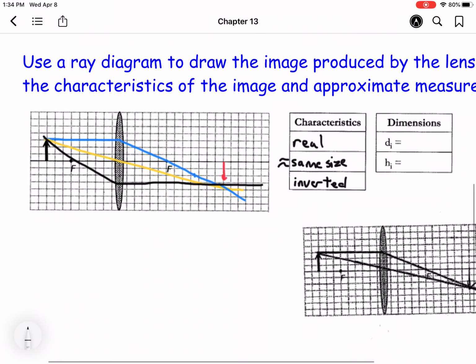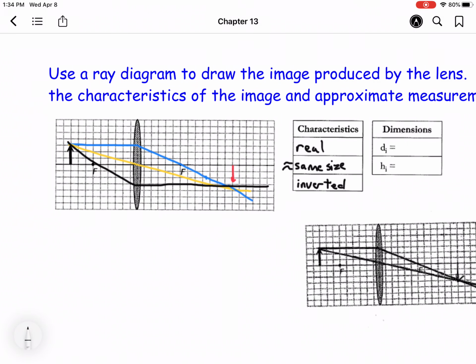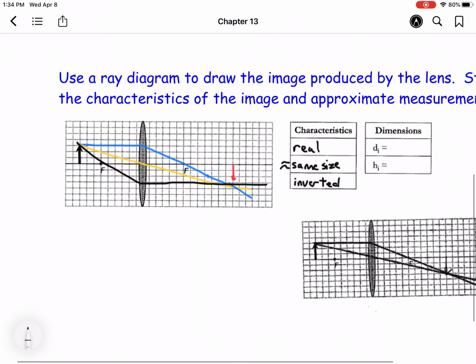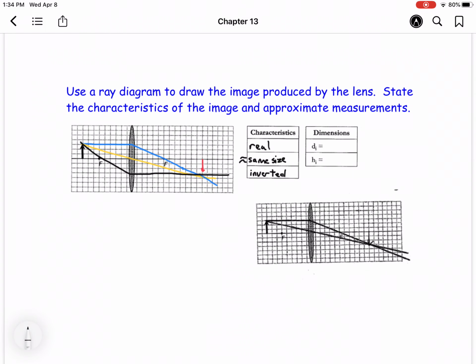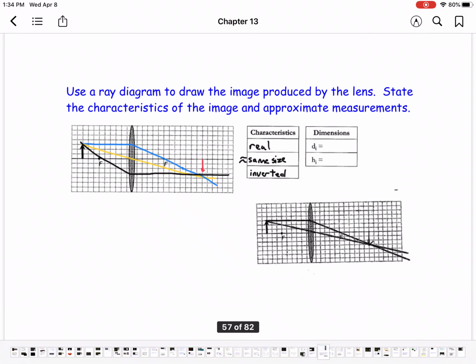Now, the characteristics here are real. This one's approximately the same size, but it's not exact, and it's inverted. So real, approximately the same size, and inverted. But it looks like it could be a little bit larger by our diagram. Okay, and so that's the idea. We're just going to use the blue and the yellow line, because remember we only need two, because once we find where those two cross, we're good.